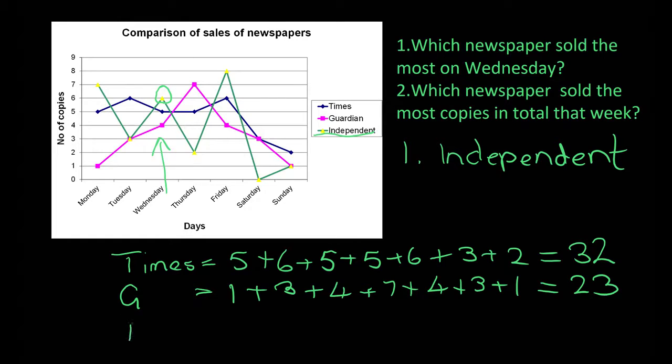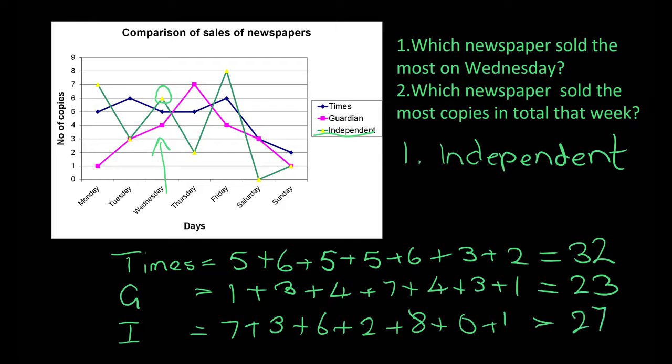And then finally we're going to look at the Independent. So on Monday, this is the green line, it's 7 plus 3, 6 plus 2, 8, nothing, plus 1. If you add all of those together, we get 27. And so now it's very easy to see that it was actually the Times that sold the most copies in total over that week.